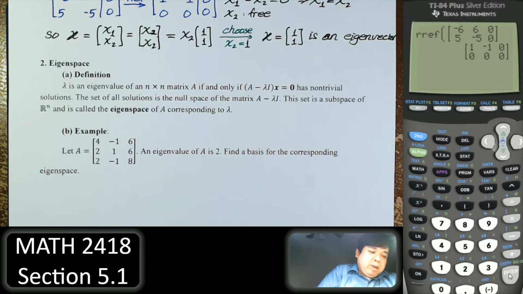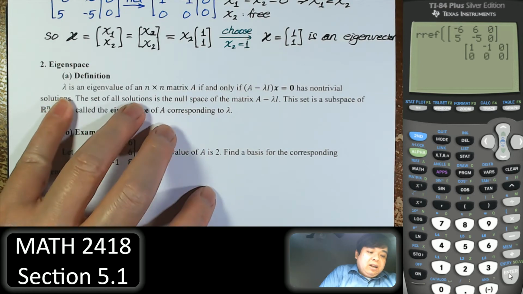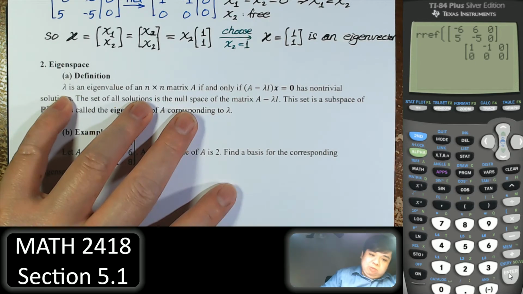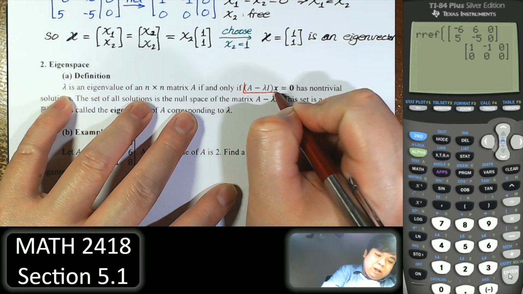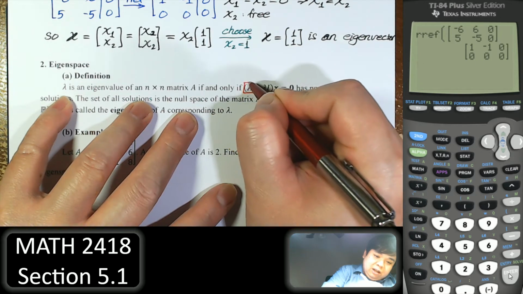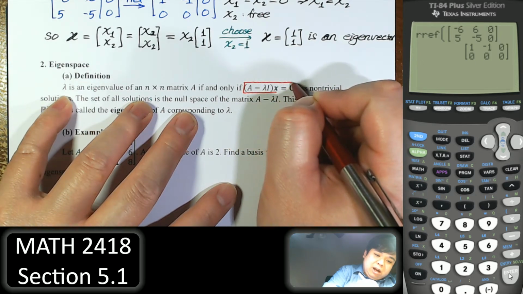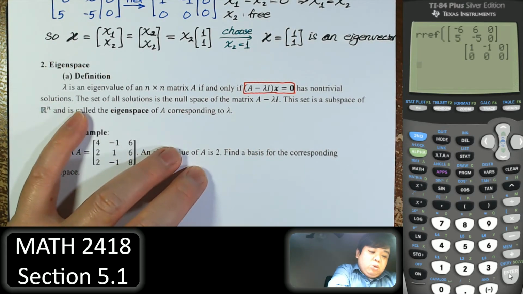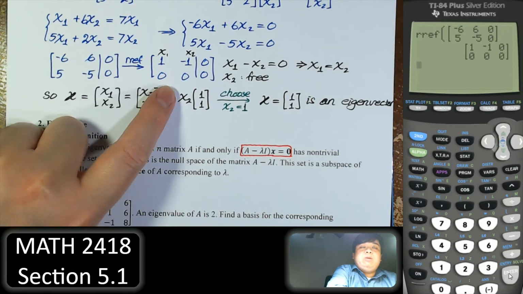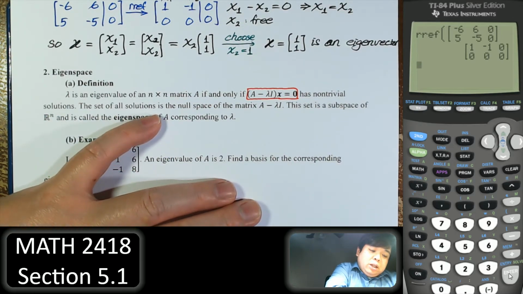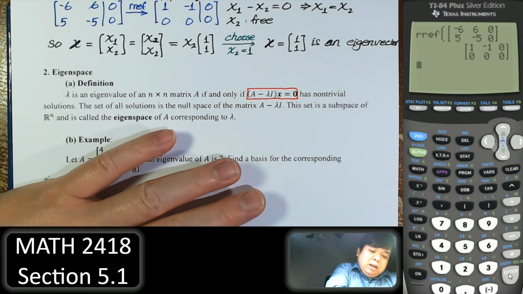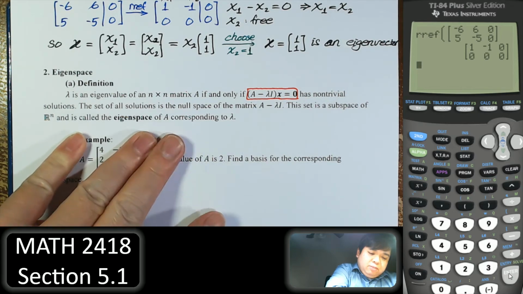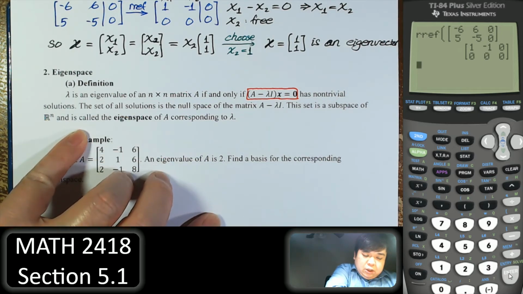Right. Eigenspace. Lambda is an eigenvalue of an n by n matrix A if and only if A x equal to lambda x, that is, A minus lambda I times x equal to 0, has a non-trivial solution. And the set of all solutions is the null space of the matrix A minus lambda I. The set is a subspace of Rn and is called the eigenspace of A corresponding to lambda.